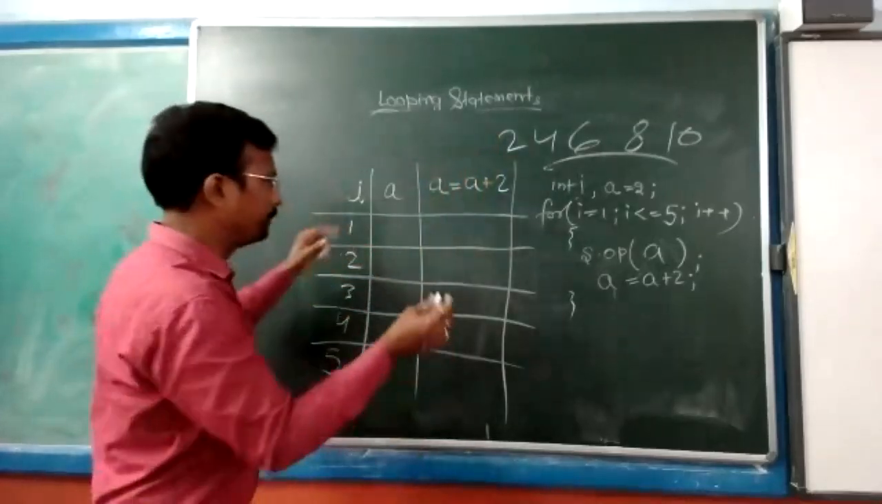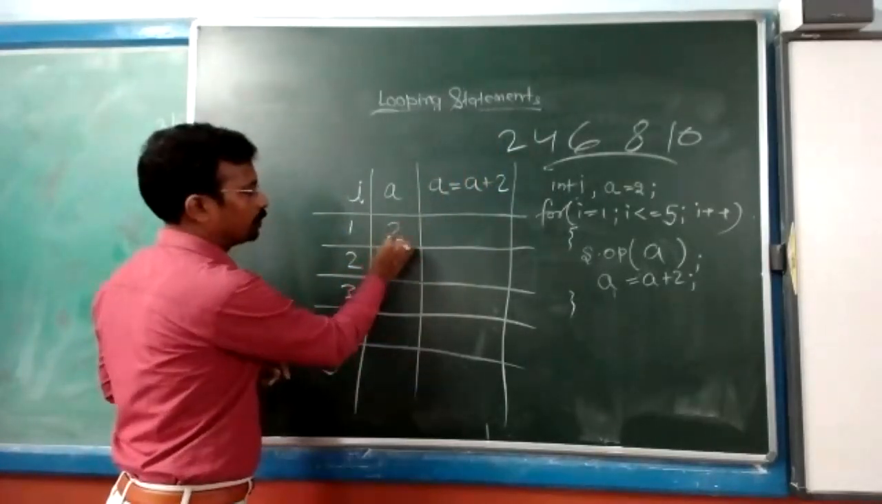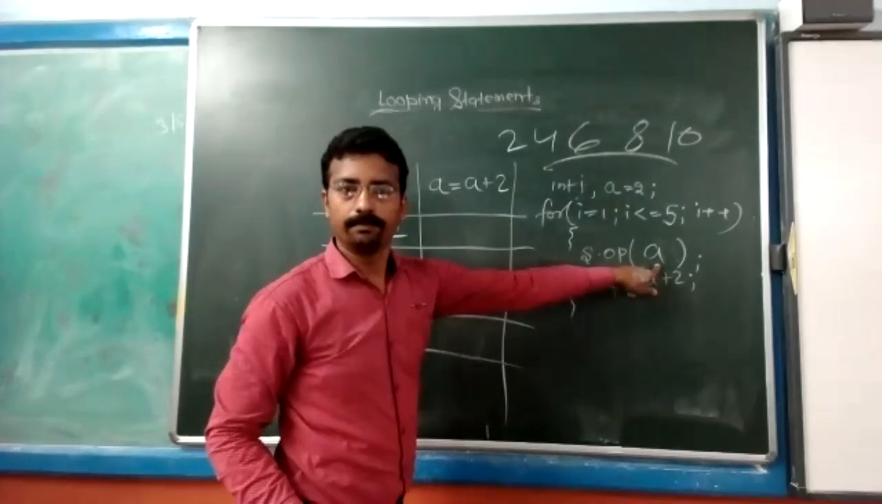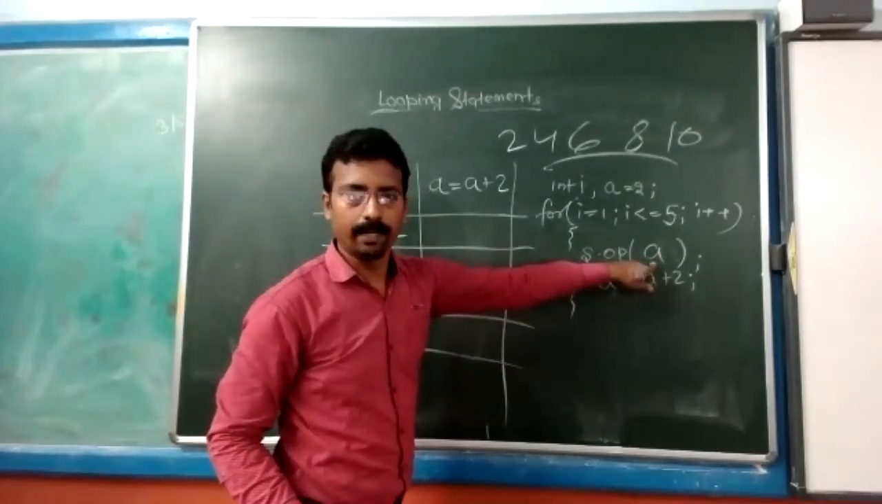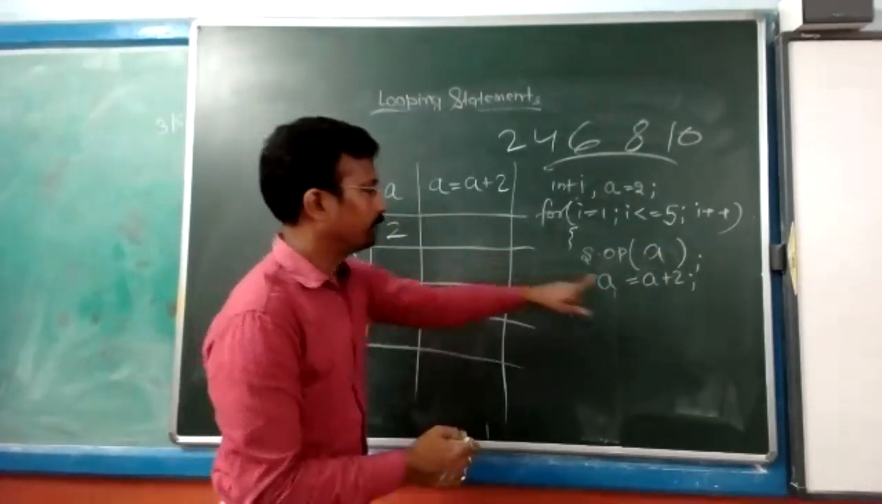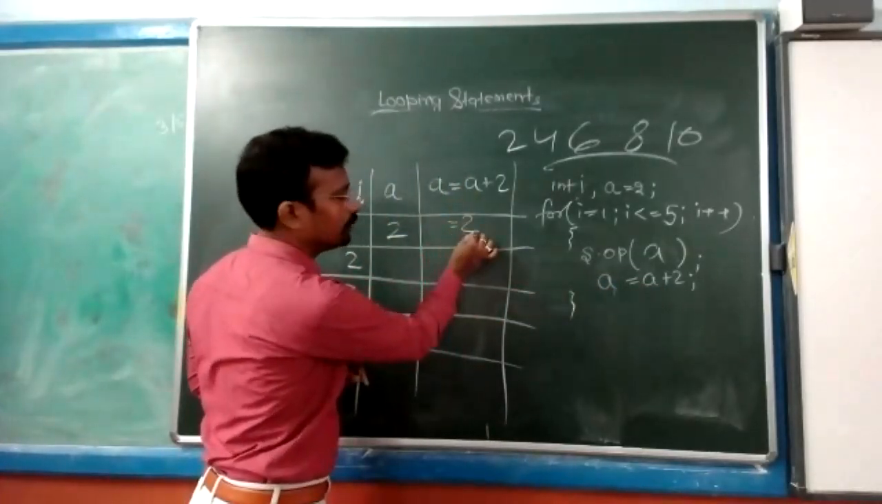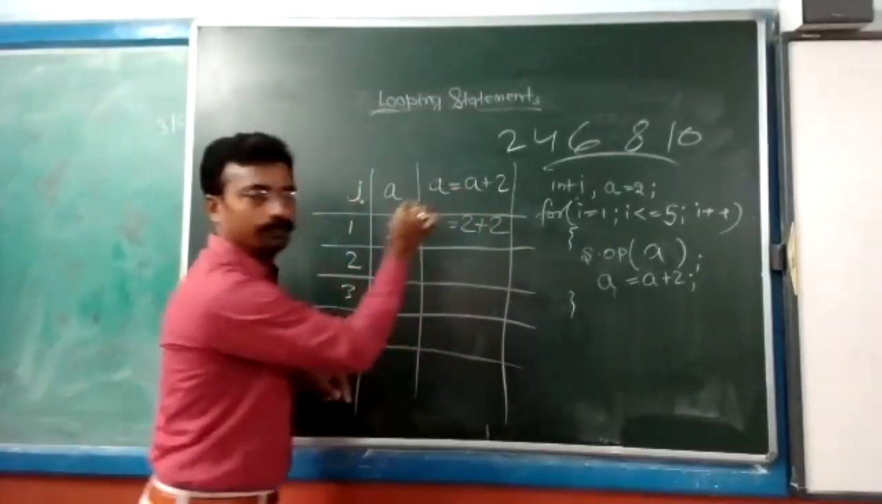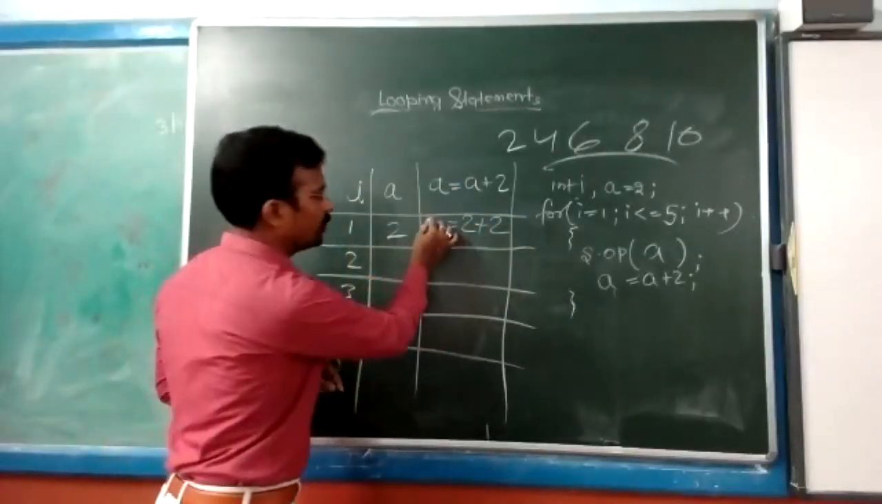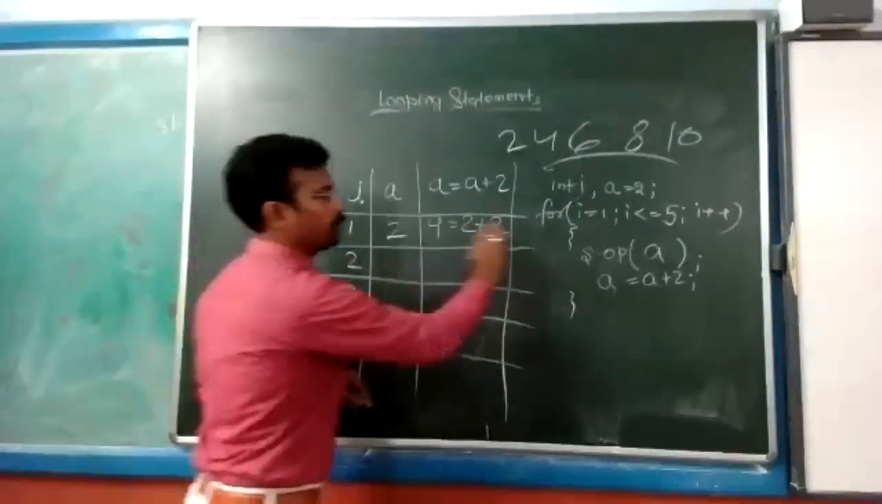So what we will do, see, value of a is 2. So 2 is printed. Just after that, this statement is written. So this statement means the last value of 2 will be updated with 2 addition, and the new value becomes 4. This first process is over.